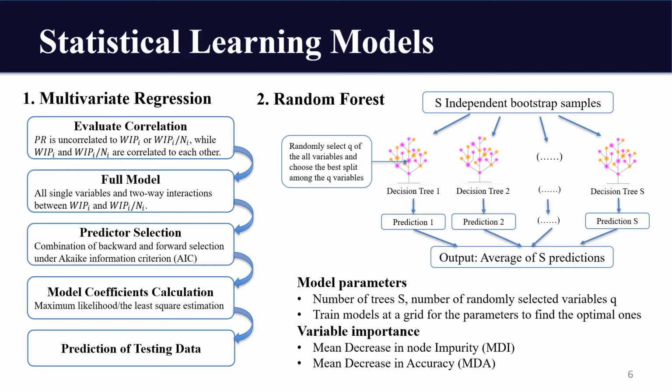There are two types. One is the mean decrease in node impurity, and the other is the mean decrease in accuracy. For each variable, a higher value of the importance measurement means a higher importance level. Thus, variable importance provides us a guideline for variable selection, although it is not a standard rule.